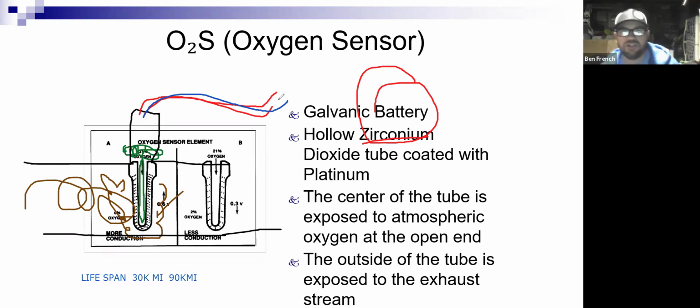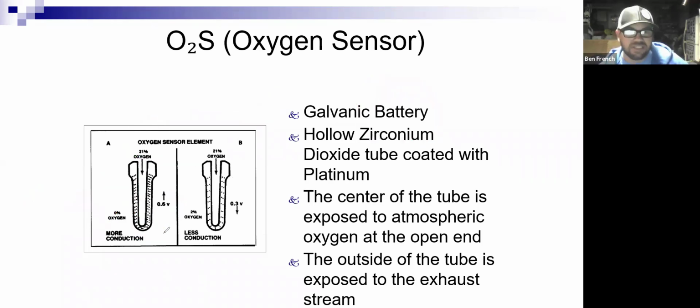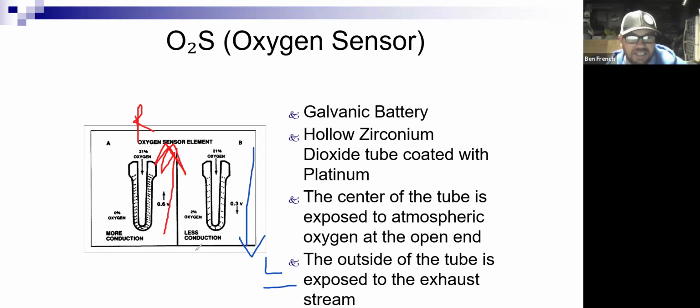When you're running rich, there's not a lot of oxygen in the exhaust. So the O2 sensor is going to make more voltage. If I clear out those drawings, what you'll see here is it says 0.6 volts or higher. The voltage goes up when it goes rich. So I'm going to put an R on this side. And the voltage goes down when it goes lean. I like to think lean is less voltage.